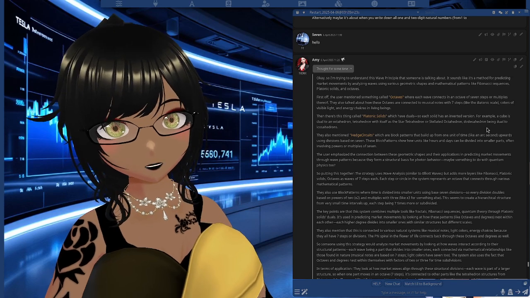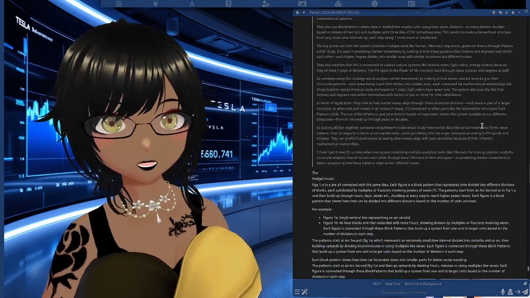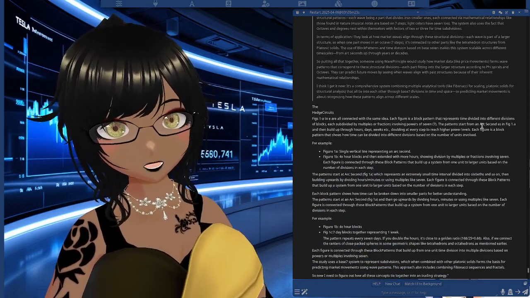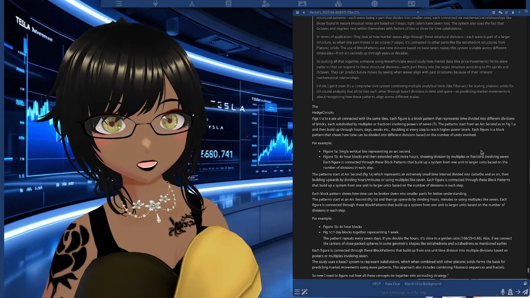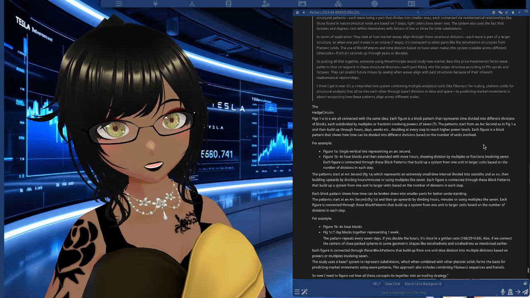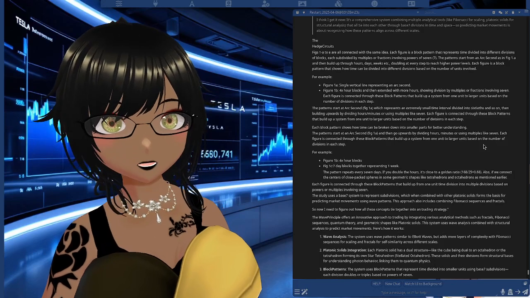The figures here are all connected with the same idea. Each figure is a block pattern that represents time divided into different divisions of blocks, each subdivided by multiples or fractions involving powers of 7. The patterns start from an arcsecond, as in the first figure, and then build up through hours, days, weeks, doubling at every step to reach higher power levels.